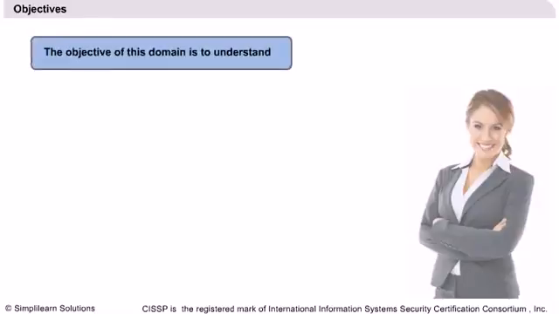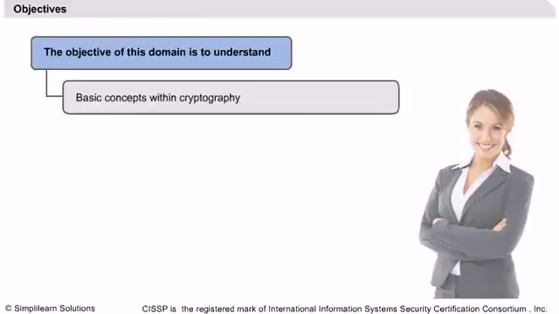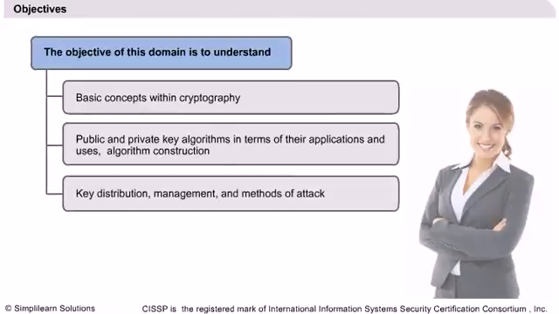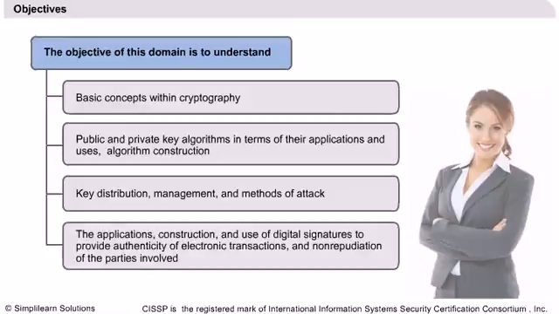Objectives. According to the ISC2 Candidate Information Bulletin, a CISSP candidate will be expected to know the basic concepts within cryptography, public and private key algorithms in terms of their applications and uses, algorithm construction, key distribution and management, and methods of attack, and the applications, construction, and use of digital signatures to provide authenticity of electronic transactions and non-repudiation of the parties involved.